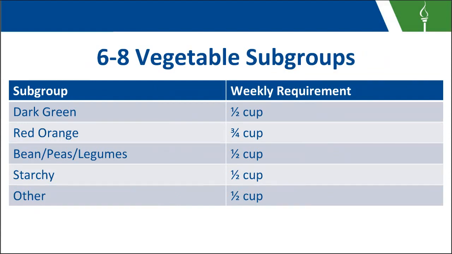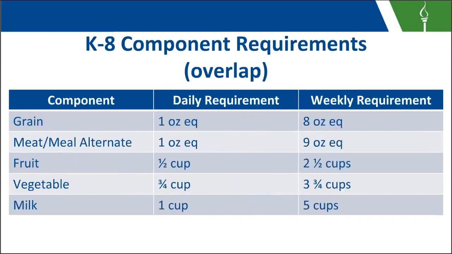The 6 through 8 vegetable subgroup requirements are exactly the same as grades K through 5, so half a cup of dark green, 3/4 cup of red orange, half a cup of beans, peas, legumes, half cup starchy, and half cup of other.